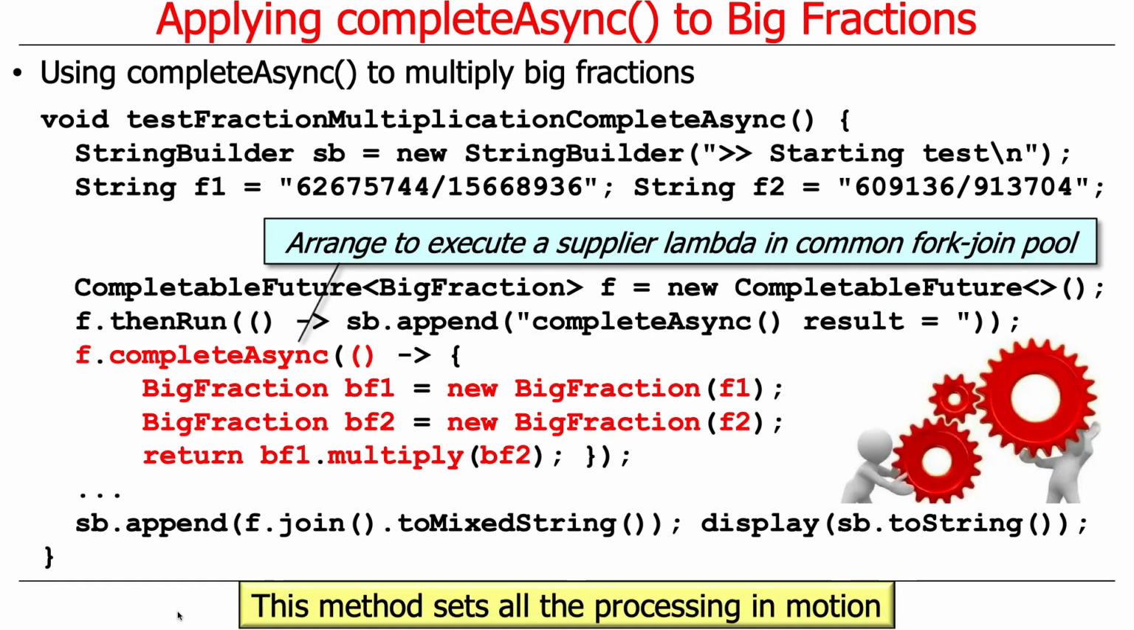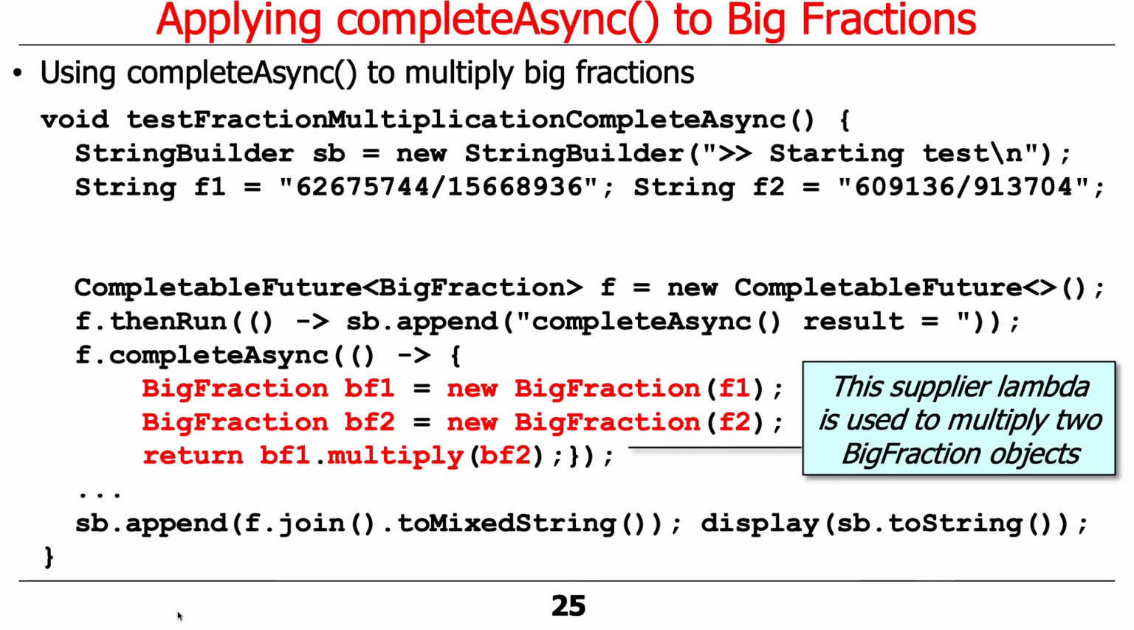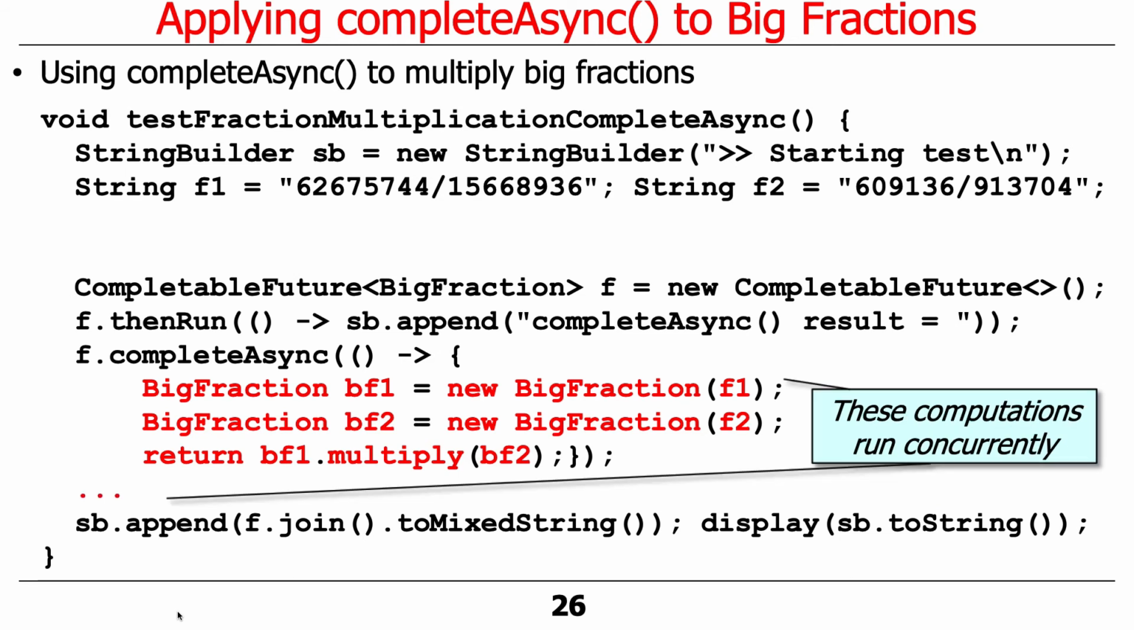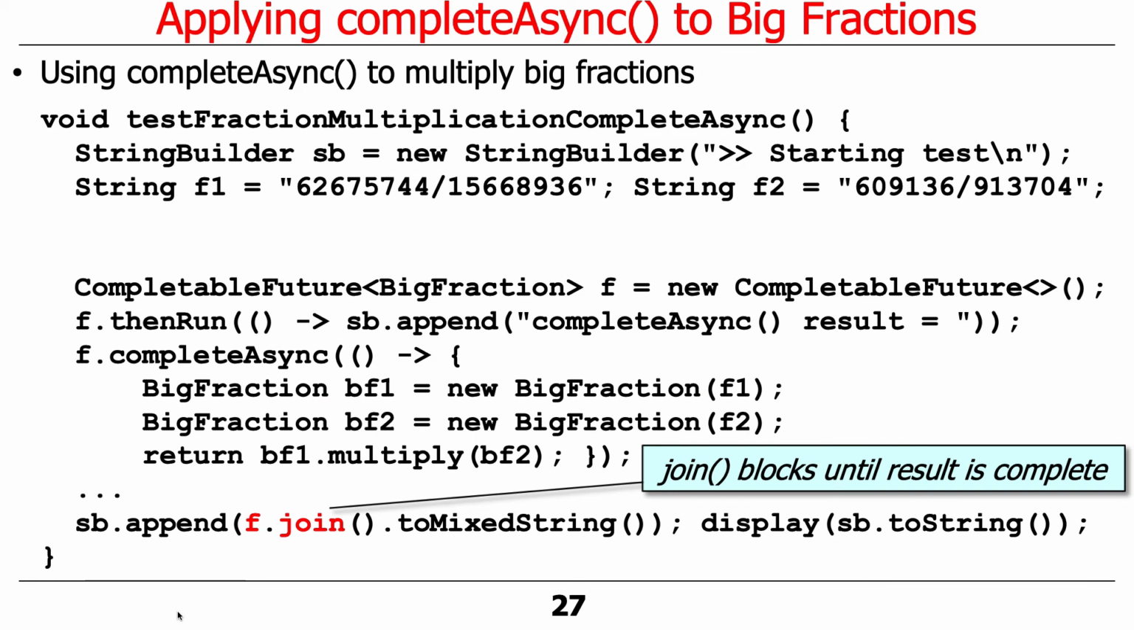So what we're going to do here is we're going to start everything running. So the first thing that'll happen is that thenRun will get called, and it'll append the completeAsync result. Then this supplier lambda code will run. And actually, this will run in parallel to whatever we do here between the point where completeAsync starts and whatever happens at that point. And then when we want the result, we can say future.join. That will block if the result is not yet complete. If the result's already done by the time we call join, of course, we'll get the result right back.